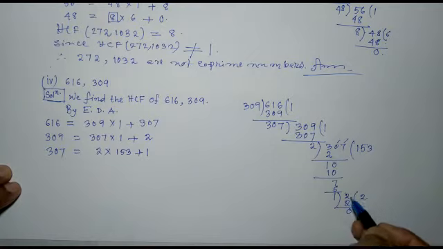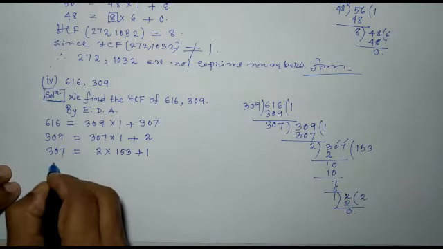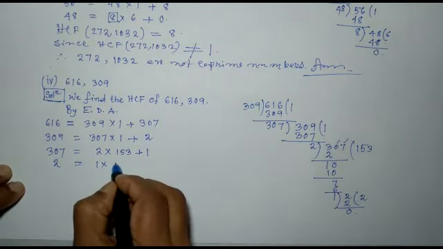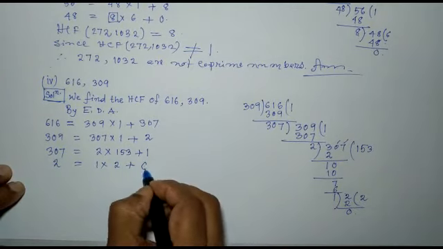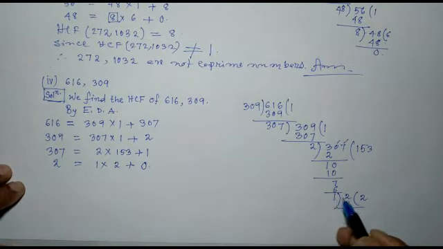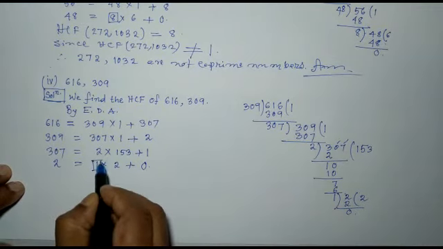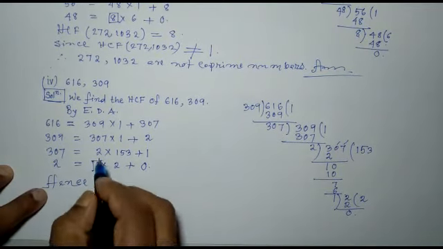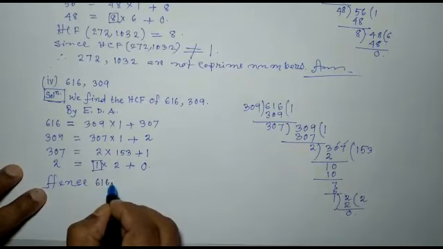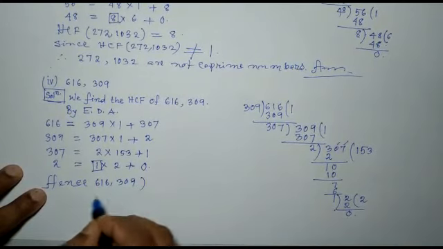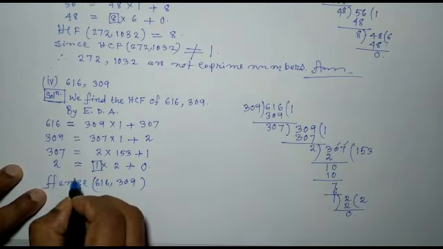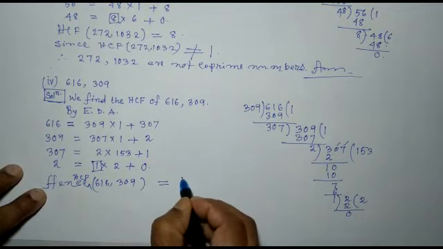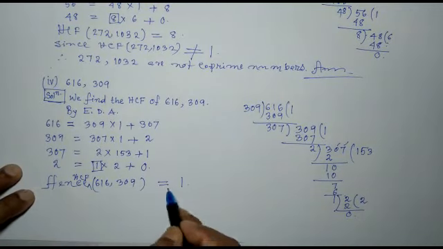So write for this division first. The dividend is 2. Divisor is 1, into quotient is 2, plus the remainder is what? 0. So when the remainder is 0, this 1 is the HCF. So here we can show, suppose this is the HCF. So we can write, hence HCF of these two numbers, 616 and 309, is equal to what? 1. So hence HCF of these two numbers is equal to 1.